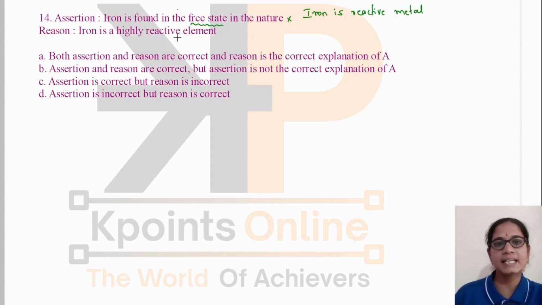Reason: iron is a highly reactive element. Yes, iron is a reactive element because of which it is found in the combined form. Then option A, both assertion and reason are correct, is wrong because the assertion itself is false. The second option is also false as the assertion is not true. Third, assertion is correct but reason is incorrect. No, our assertion is not correct. Last option, assertion is incorrect but reason is correct. Yes, the assertion is incorrect and the reason, that iron is a highly reactive element, is correct. So option D is the right answer.